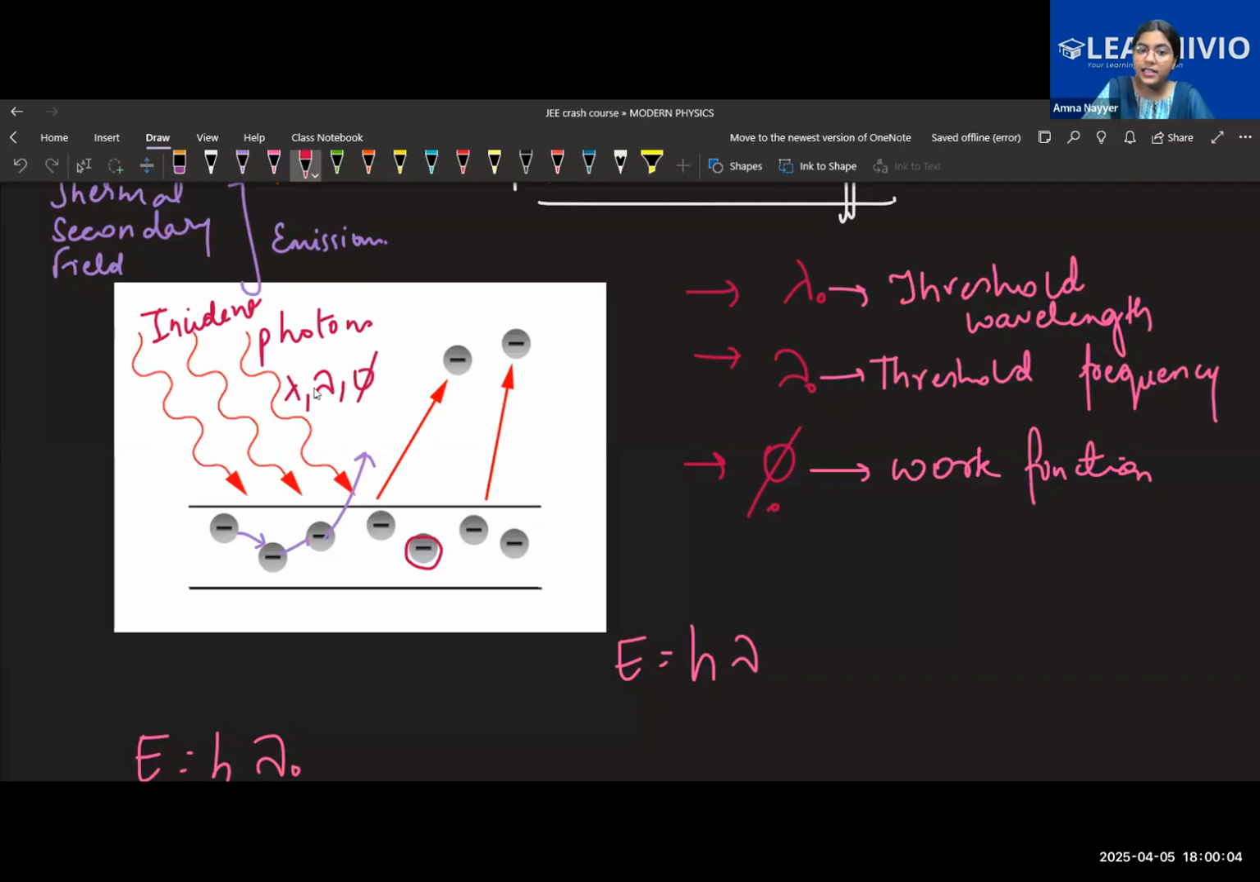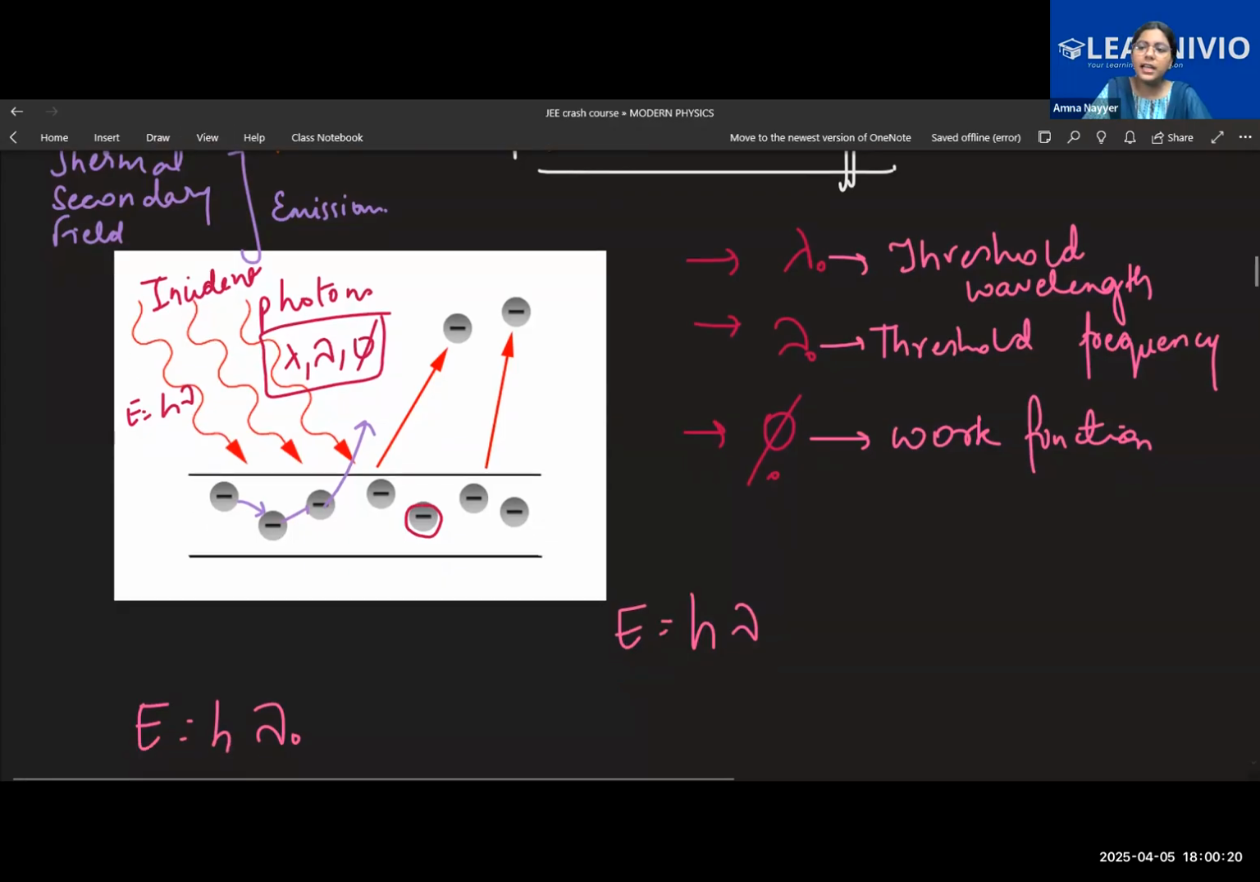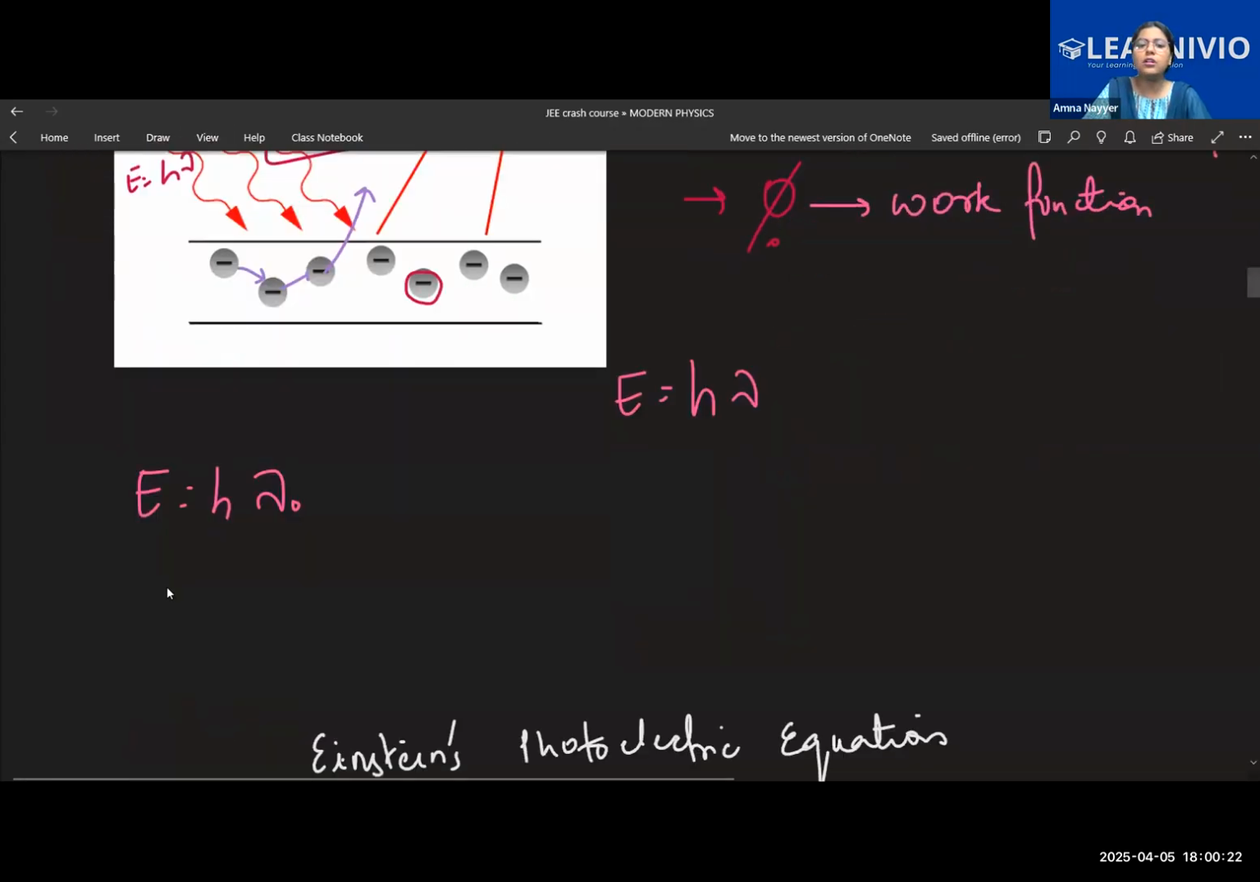Incident wavelength, incident frequency, incident energies are different. This energy is the simple h nu one. But these energies which are present within are different. That's why we are marking them, to differentiate. So from here, we can get the energy as E is equal to h nu naught, or we can use the formula hc by lambda naught, right? The work function is phi naught and so on. These are for the threshold.